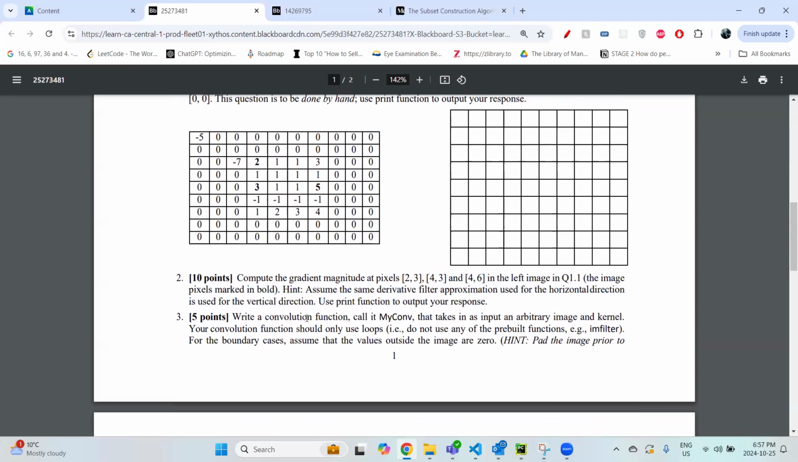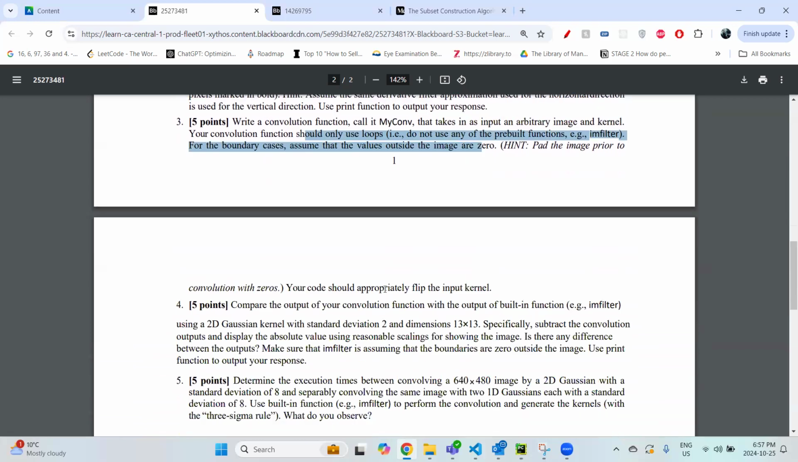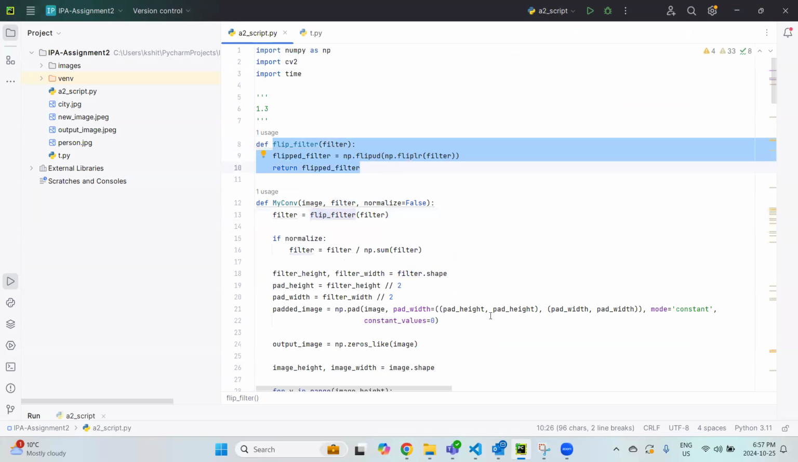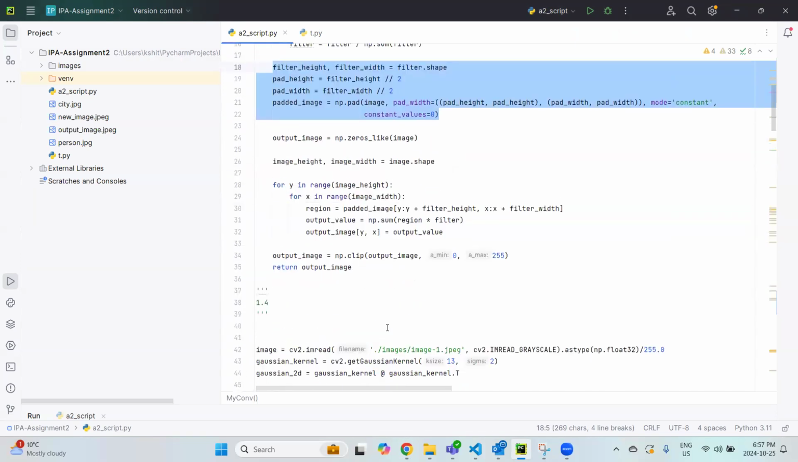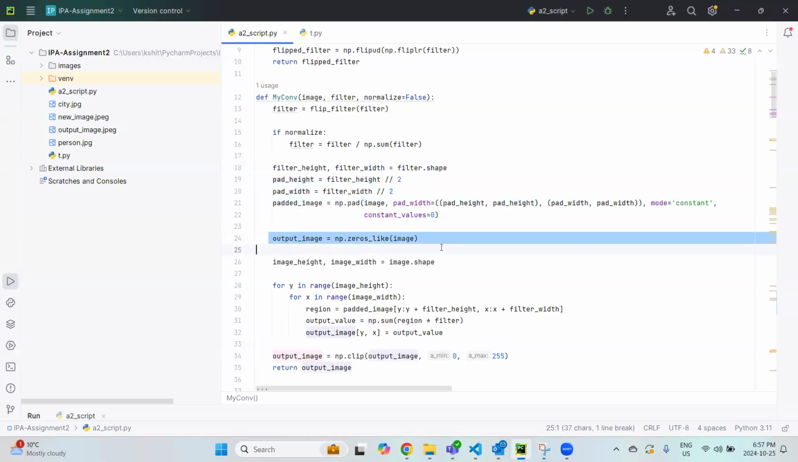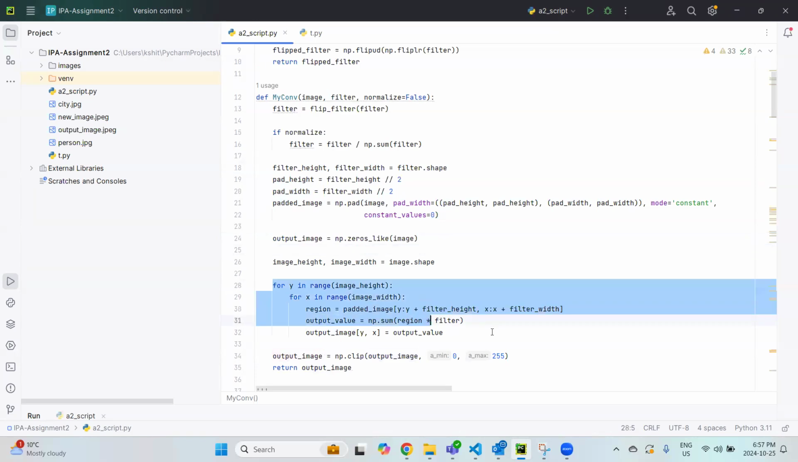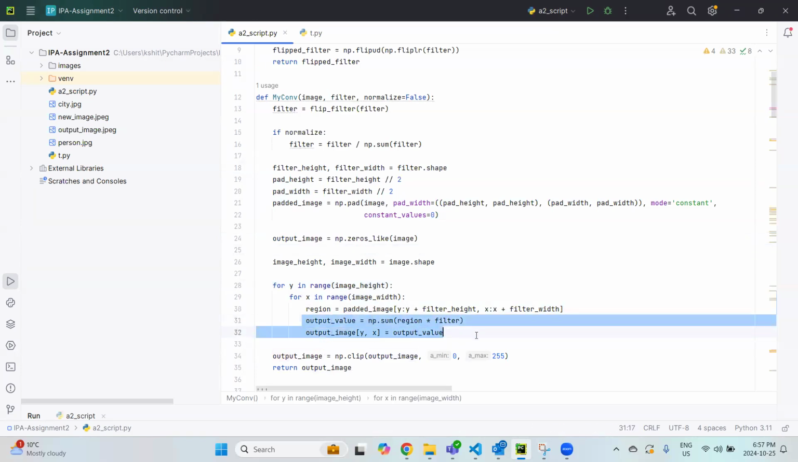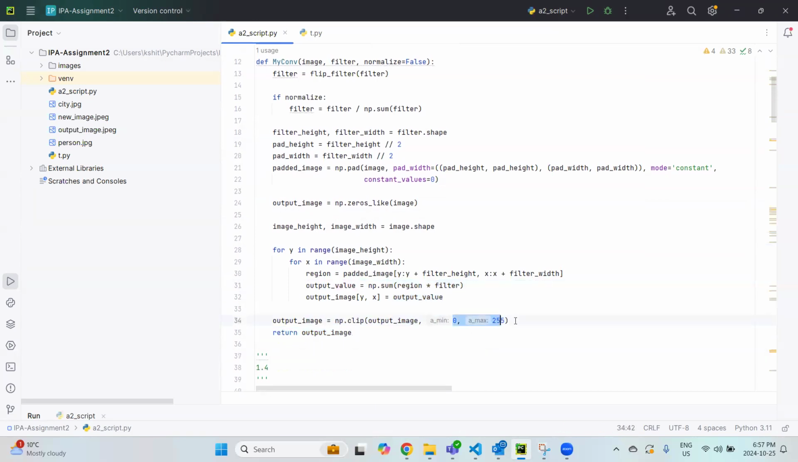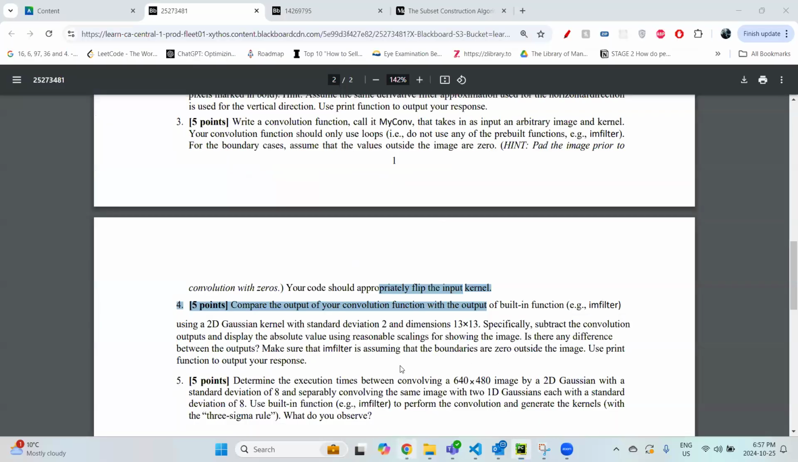The third question was to write a convolution function and then pad the image with zeros based on the kernel, and of course, appropriately flip the input kernel because it's convolution. That's what I did right here. This is the function. It flips the filter here, and then it pads the image based on the filter, whether it's a 3x3, a 5x5, and so on. It declares an output image, right now just zeros. It performs the convolution and assigns the output values to that output image. At the end, it returns the output image after normalizing it between 0 and 255.